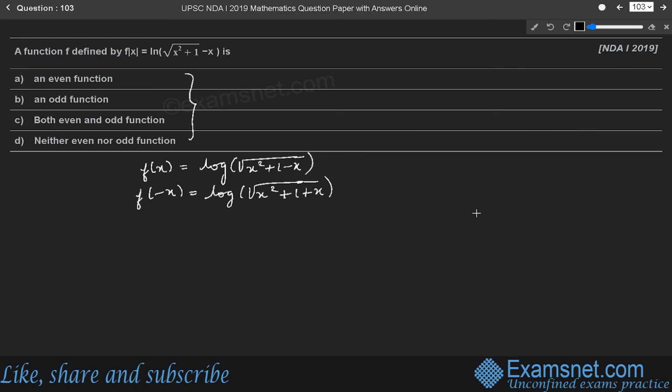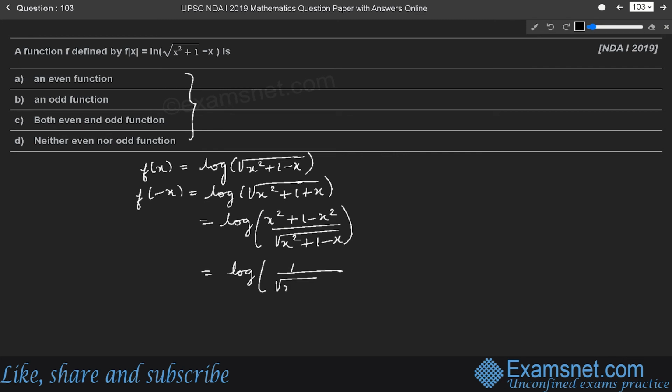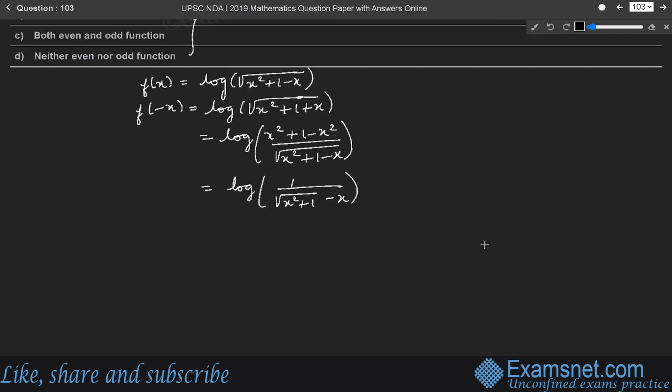So taking log here, since log is present, it will be log of (x square plus 1 minus x square) upon under root of x square plus 1 minus x. Further solving, it will be equal to log of 1 upon under root x square plus 1 minus x. On further solving, it can be minus of log under root x square plus 1 minus x.